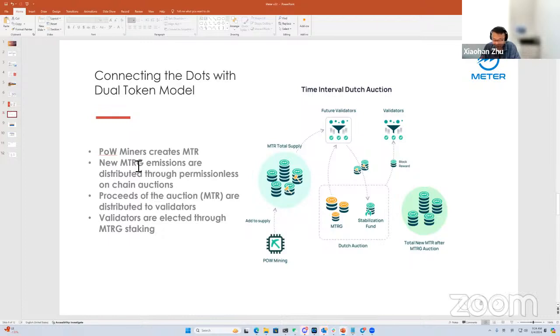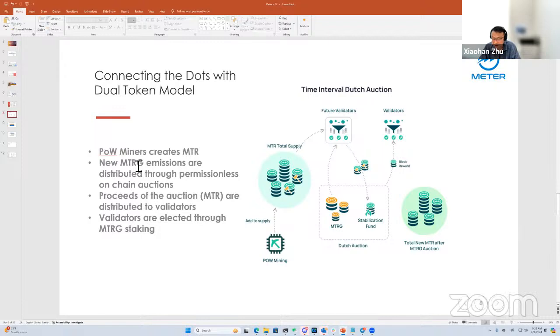So here, I will talk a little bit about the model between the two tokens. As a validator in the network, you participate in the validating of all the transactions and the ledgers. And in a typical proof of stake network, you will get inflation from the proof of stake tokens. But in the Meter network, it's a little bit different. The inflation of the proof of stake tokens is actually put into an auction that lasts 24 epochs, roughly 1 day.